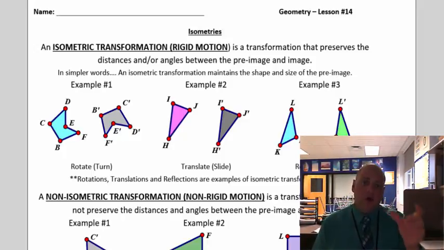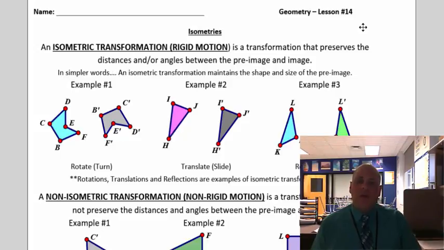So we're going to be taking a look at different transformations that are isometric, and we call them isometries, or we call them a rigid motion. An isometry is a rigid motion. It's the same exact thing, you're just calling it two different things. So when you hear isometry or isometric, it's the same exact thing as if you heard rigid motion. Keep that in mind.